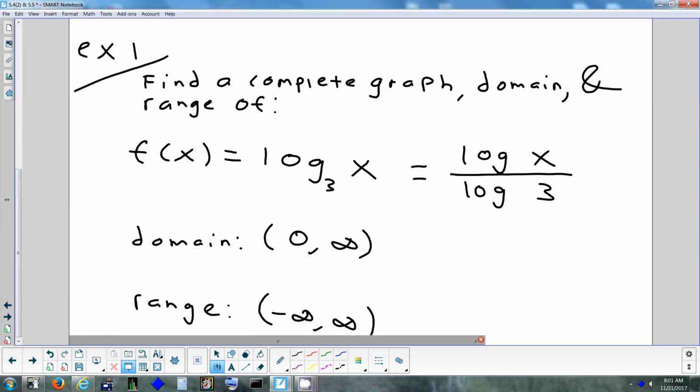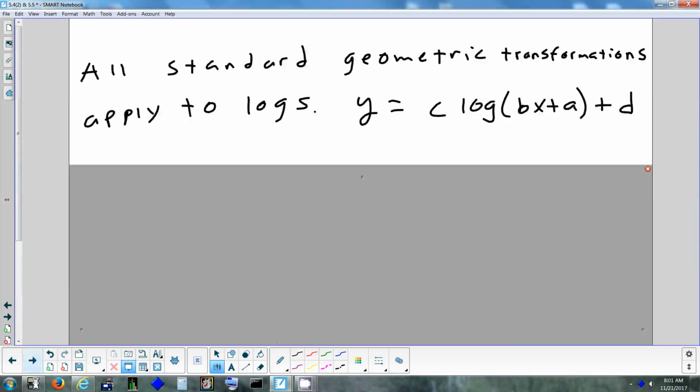So there's your domain and range of pretty much every log function, unless you shift it. Now, shifting left, right, up, or down won't affect the range. Because if something goes up and down forever and you shift it up 1, it still goes up and down forever. But the domain can be affected by shifting left and right. Certainly shifting up and down wouldn't affect domain. But shifts left and right are important. Okay, so all the transformations that we know still apply.